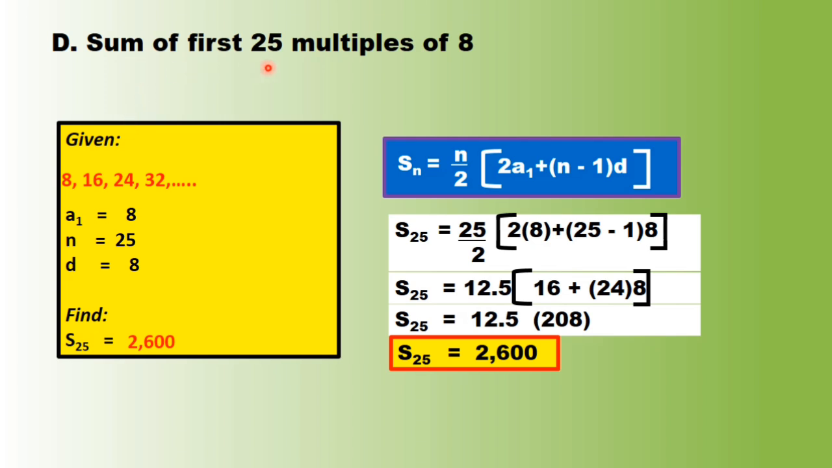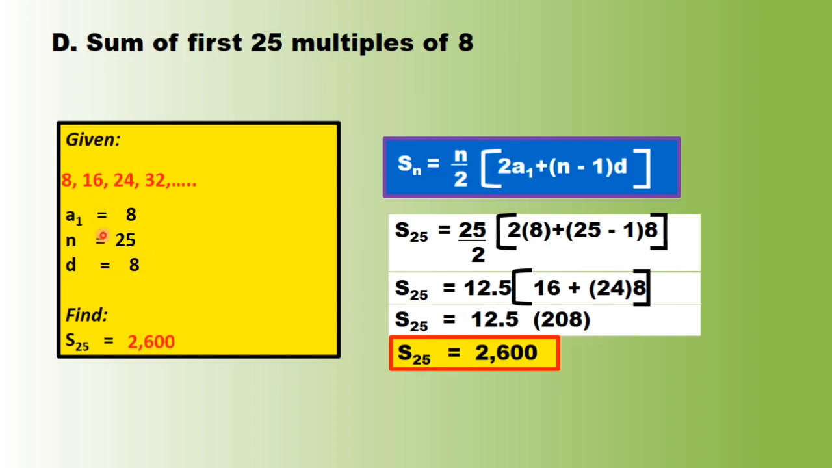Sum of the first 25 multiples of 8. So, multiples of 8 this time. You keep adding 8. So, 8 plus 8 is 16, plus 8 is 24, plus 8 is 32, and so on. So, your A sub 1, or first term, is 8. Number of terms is 25 and the common difference is 8, because it has an interval of 8. So, 16 minus 8 is 8. Okay?